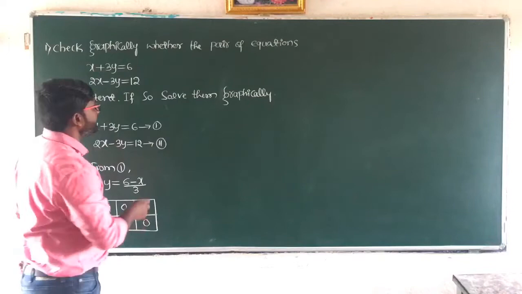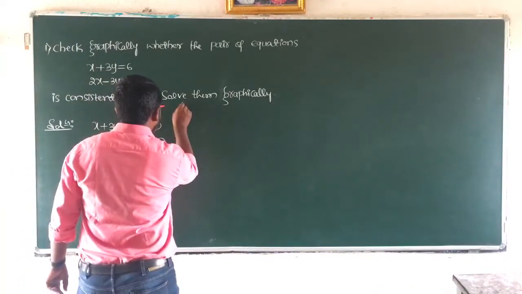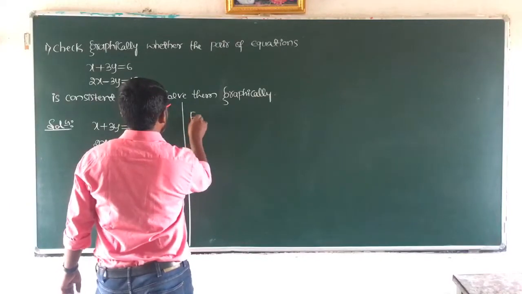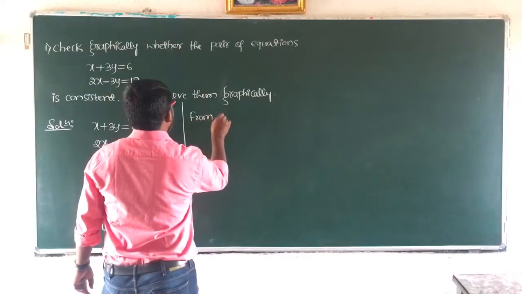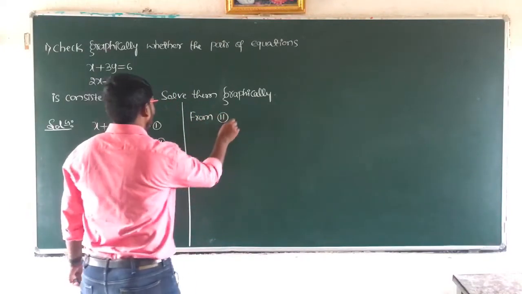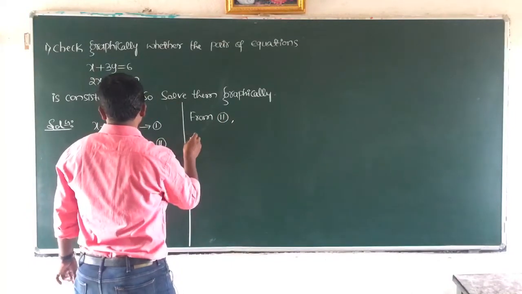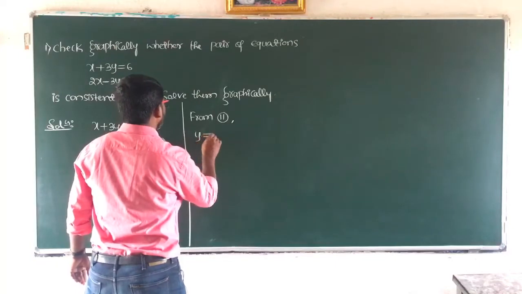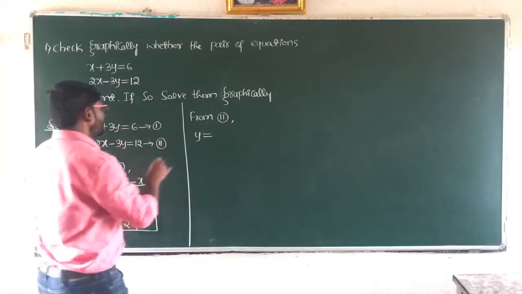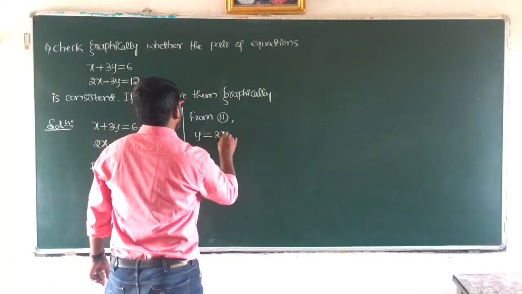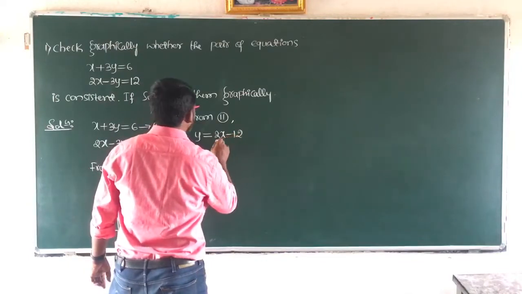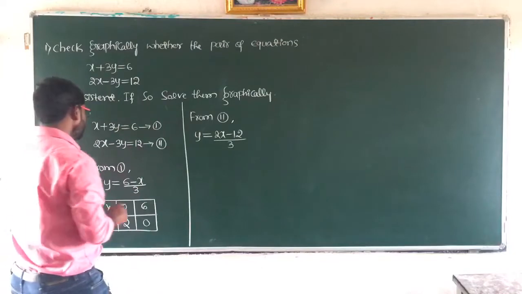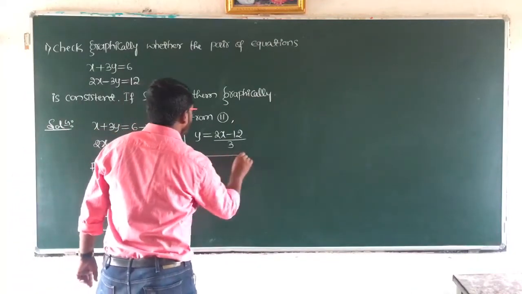Next we have to go for the second equation. From the second equation separate y. So from equation 2, y which is equal to, so what do we get now? y which is equal to 2x minus 12 divided by 3. So now for this we have to go for the table.